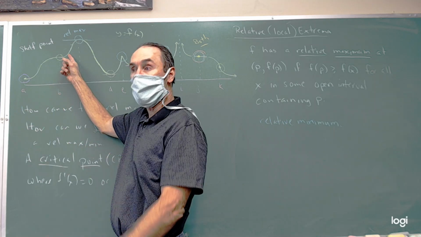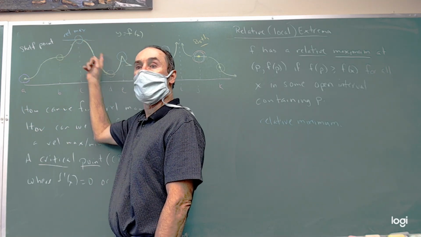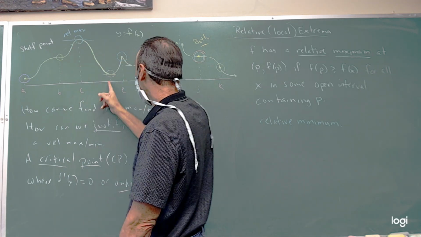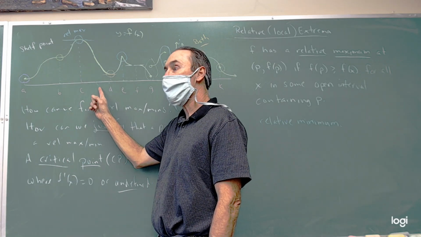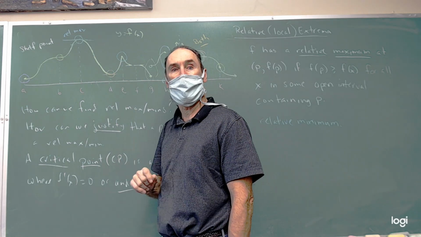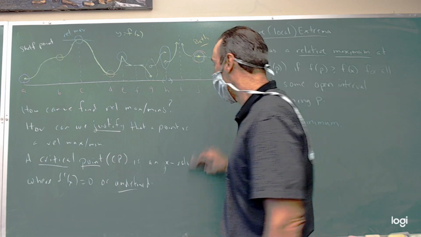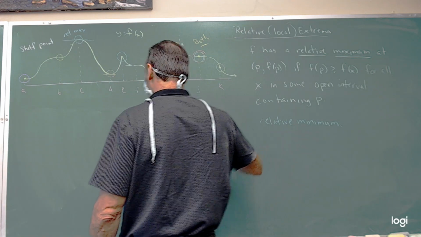Sign change in the derivative. It's increasing on one side, decreasing on the other. So the derivative is going to go from positive to negative. What makes this a relative minimum? Decreasing on one side, increasing on the other. This derivative is going to change from negative to positive. You with me? Okay, so this is our first derivative test for relative extrema.